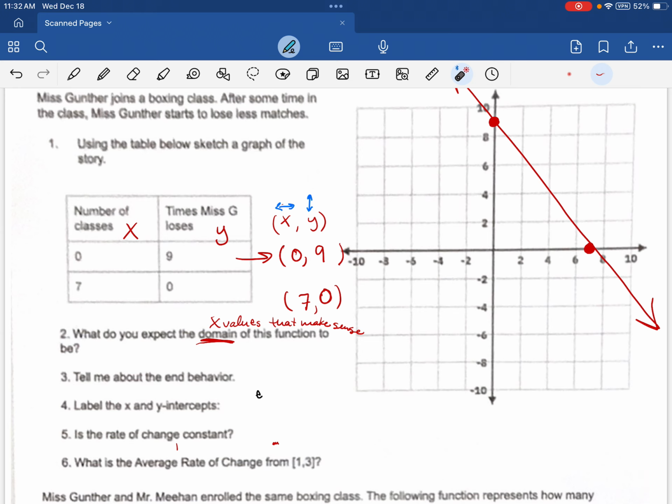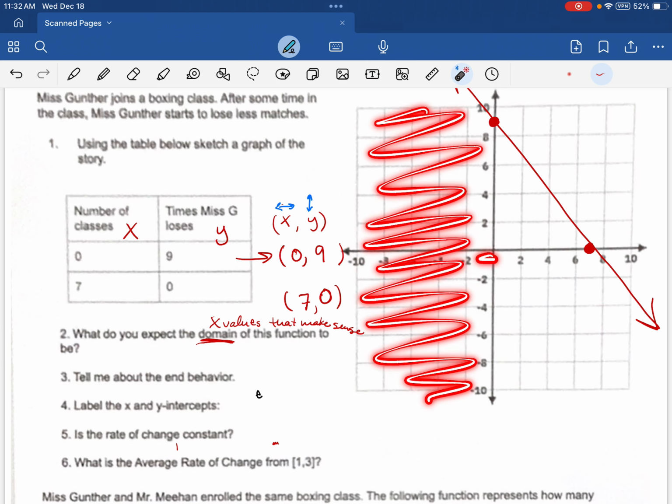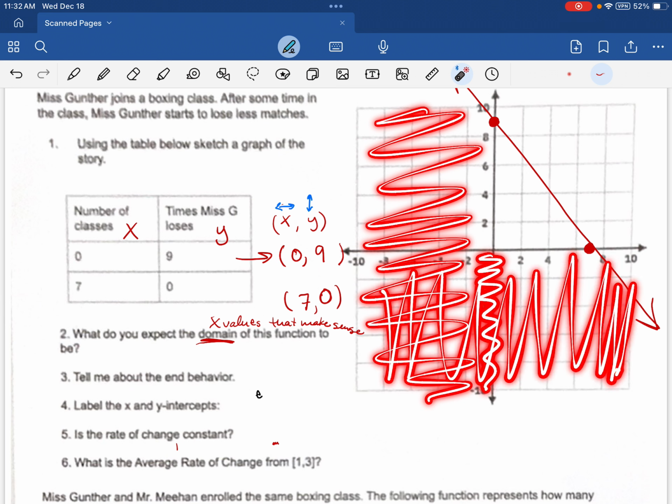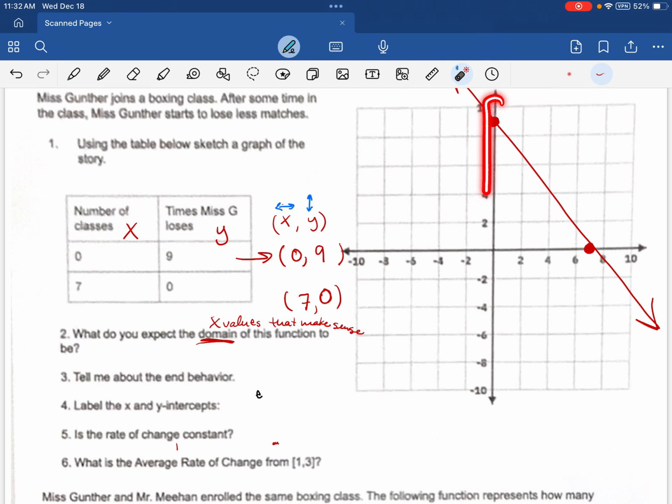Over here, we've got times Miss Gunther loses a fight or a match, and that is shown on the y-axis. Is it possible to lose negative fights? No, it's not. So I know everything over here is also going to be an unacceptable answer. So basically, if everything over here is unacceptable, then this whole side's going to be unacceptable. If everything right here is unacceptable, then this whole side's also going to be unacceptable. The only acceptable answers that we could have are going to be in this quadrant right there.